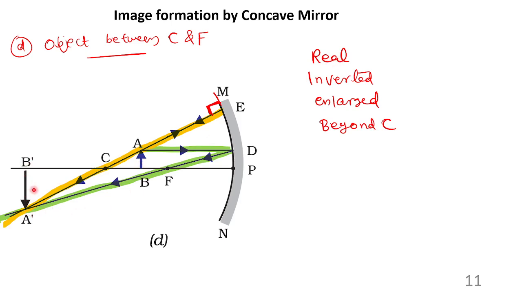The image will be real. It is on the left side, so the image is real. If I keep a white screen, the image will be available. Inverted, enlarged, and beyond C: the image is beyond C. Understood? So please write down, draw the diagram, or you may draw it later.